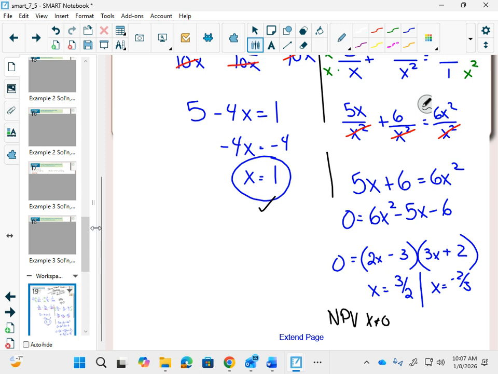So again, our non-permissible value in this one was x can't equal 0. That's neither of those, so it works out. Okay, circle questions 3, 4, 5, and 8.